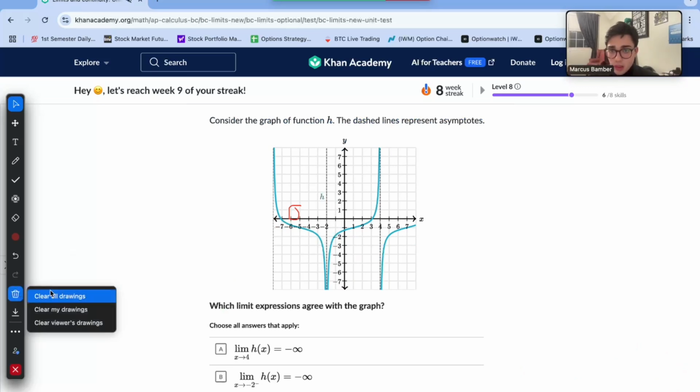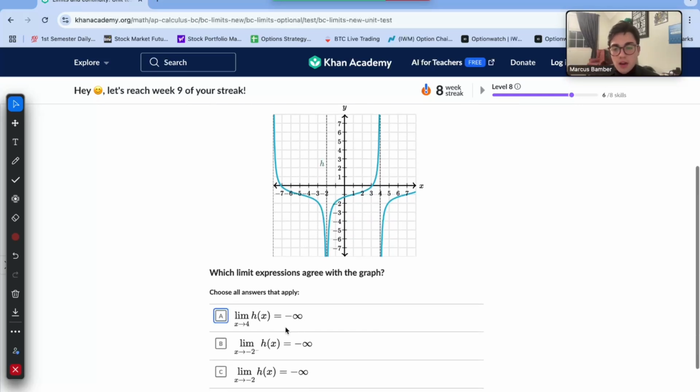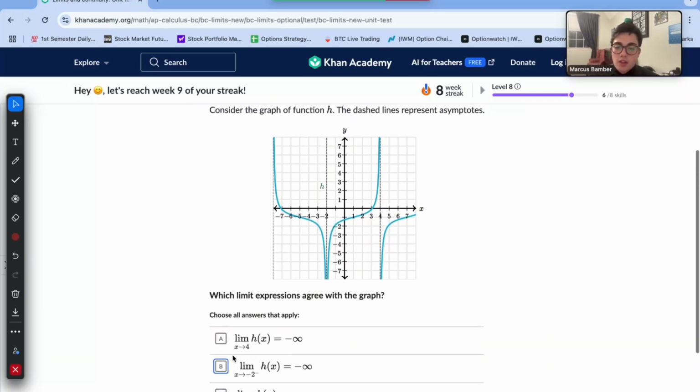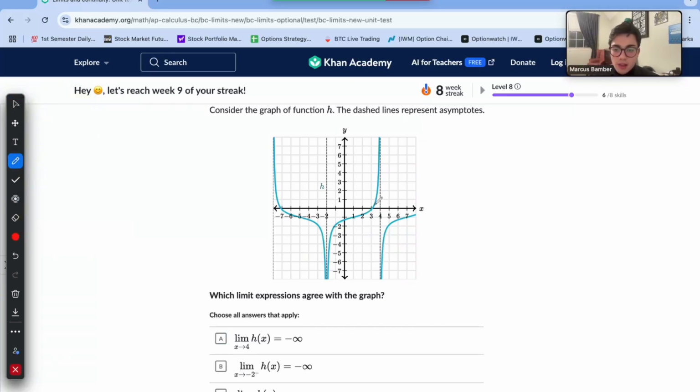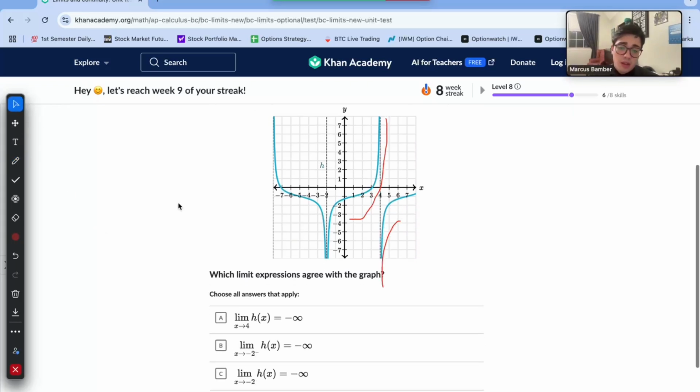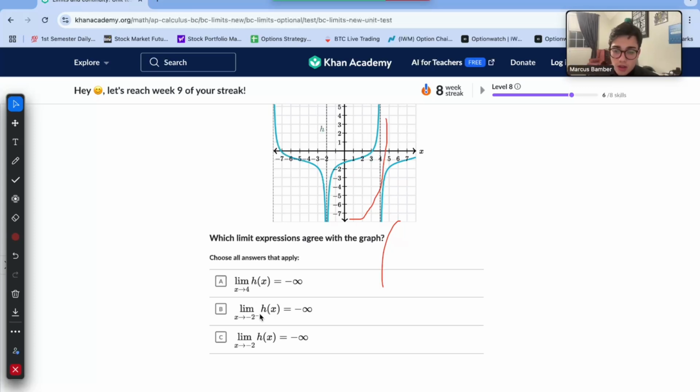Okay. Dashed lines represent asymptotes. This is a function h. Which limit expressions agree with the graph? Let's just break this down, A, B, and C individually. So as x approaches 4, we can see the limit approaches negative infinity. That is not the case. Our left side approaches positive infinity. Our right side approaches negative infinity. So the limit does not exist or is unbounded. So A is not correct.